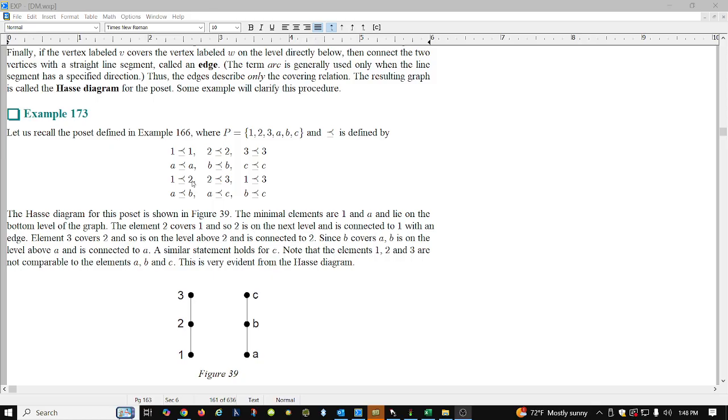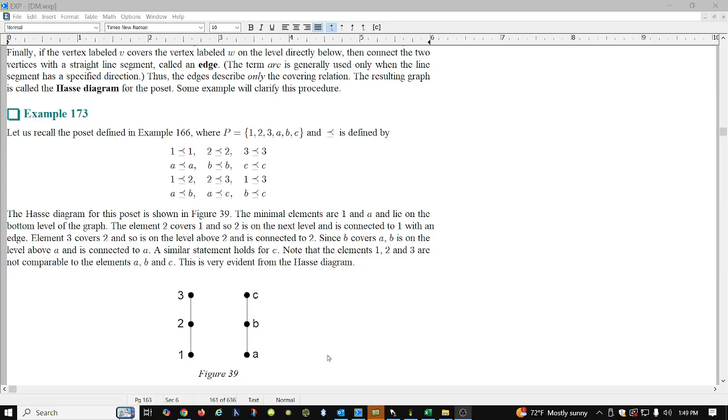Even though I didn't use a strict less than sign, 1 is not equal to 2. And so 1 being less than or equal to 2 means 1 is less than 2. But A is minimal. There's nothing smaller than A, nothing less than A. So here is my bottom level, level 1. It has a vertex labeled 1 and a vertex labeled A. I don't actually draw a horizontal line segment. That was just for descriptive purposes.